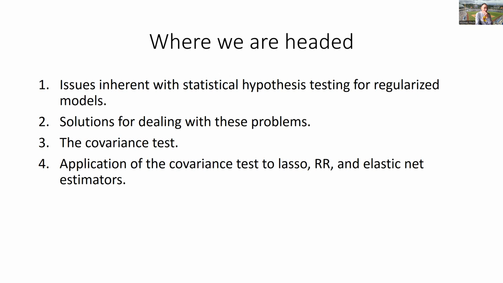So where are we headed in our little discussion here about inference? We're going to talk first about why hypothesis testing is a little different when it comes to these penalized estimators. Then we're going to talk about solutions for dealing with that. And in particular, we're going to focus on something called the covariance test. And then we'll look at what the covariance test tells us for the problem that we've been playing with.